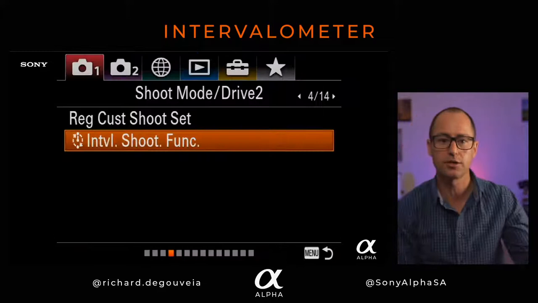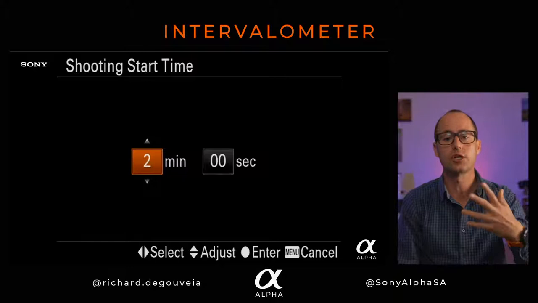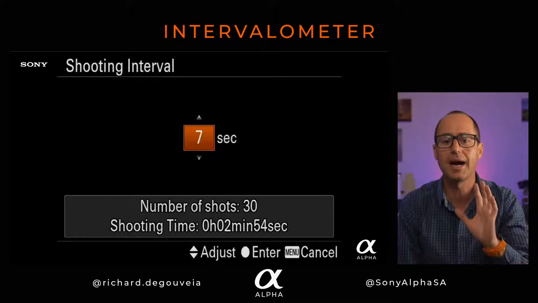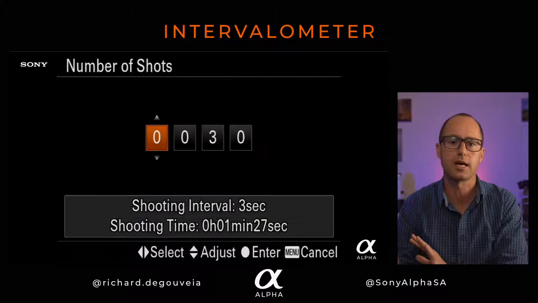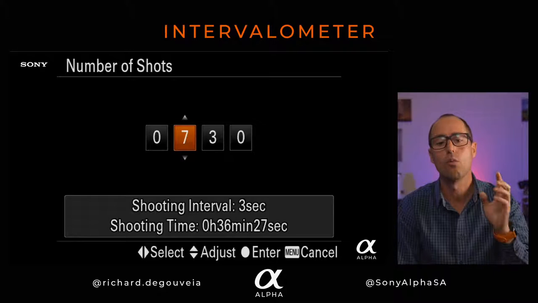I showed you the other one, but if we go to menu 414 in menu 1, you will see that there's an interval shooting timer, and we switch that on. We can then choose when we're going to start. I can choose to start in 10 minutes, 20 minutes, up to an hour from now, and what my interval is. We will talk about interval and what good intervals are for different types of time lapses as we move along. I then can choose how many shots I use, and you can see the shooting time below. It actually adjusts that according to what my shooting interval and my number of shots are.